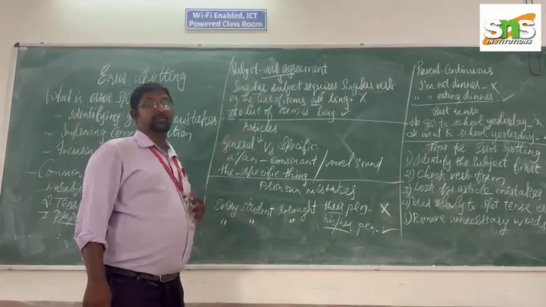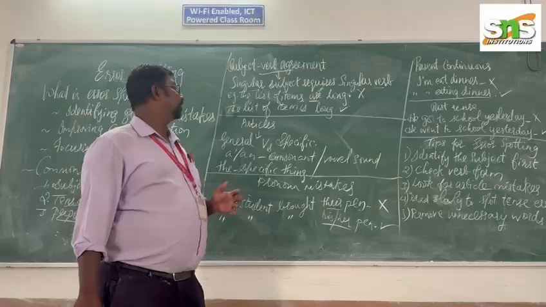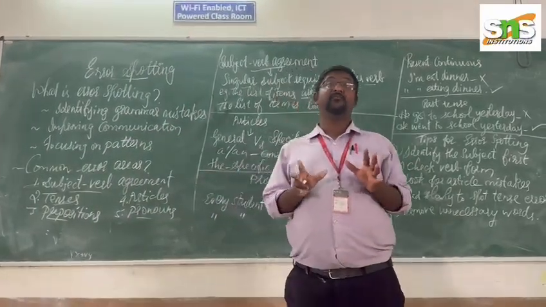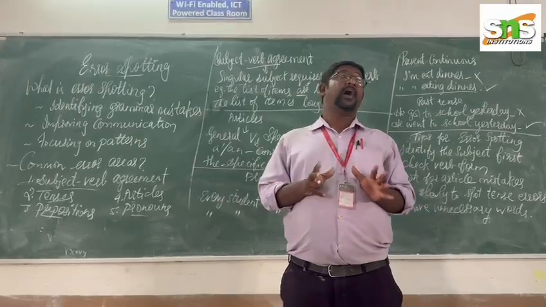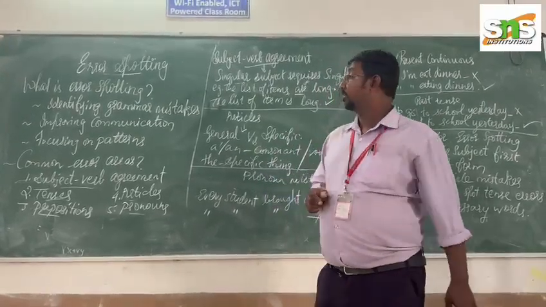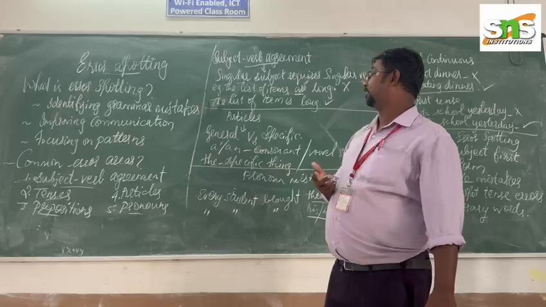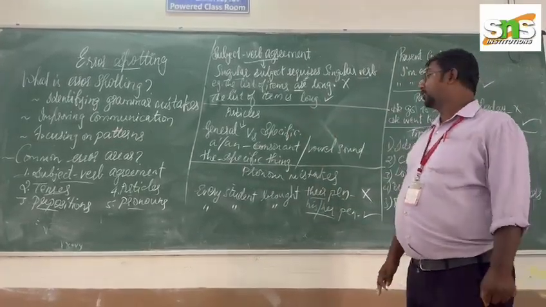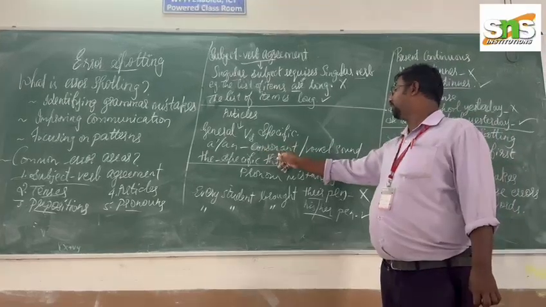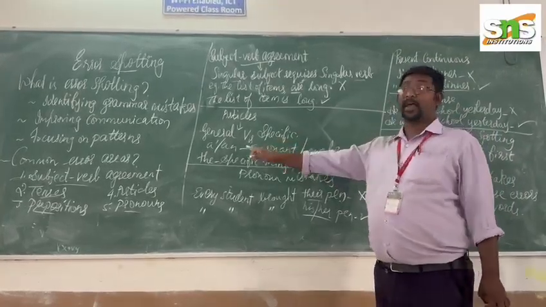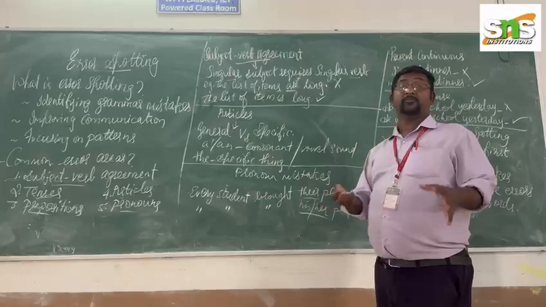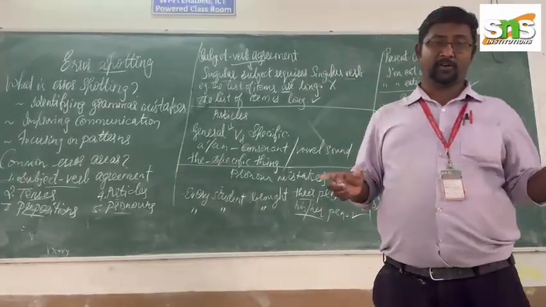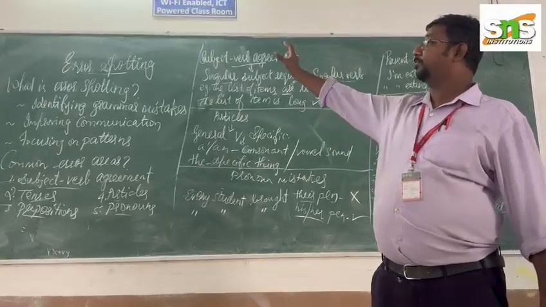Next I want to talk about articles. We all know them as a, an and the. A is used before consonant sounds, an is used before vowel sounds, and the is used for specific things. So articles are about general versus specific. A and an are for general things, and for a specific, particular thing, we have to use the. This is the main thing we have to focus on.